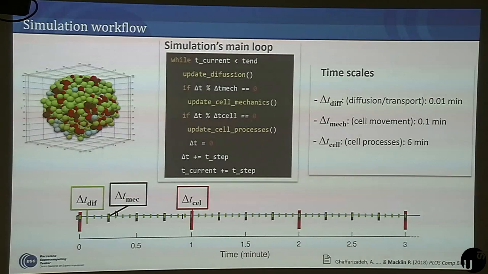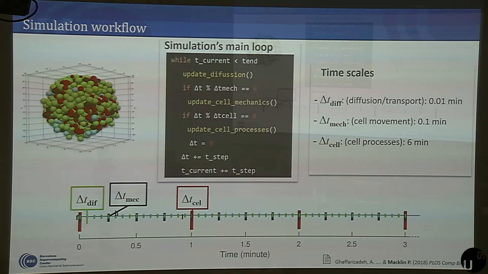So the simulation workflow: you first update diffusion, so you have different time steps for the different elements. We call this multi-scale modeling in the sense that it has different scales of time. In this case, we have three, and then we added a fourth one in the following slide. First, we have the diffusion of whatever is in the environment. We also have mechanical time scales, and then we have cell processes. Each one of those three has different time steps and different time frequency, and is updated differently.